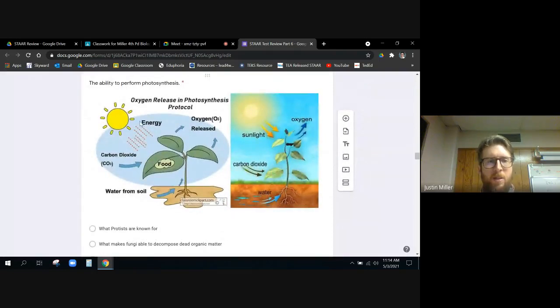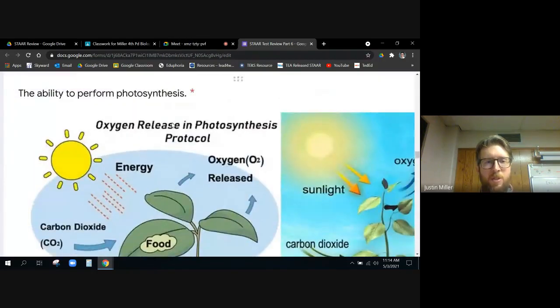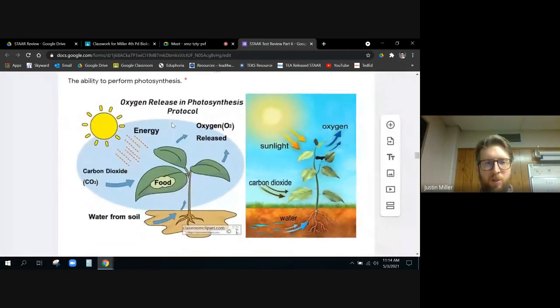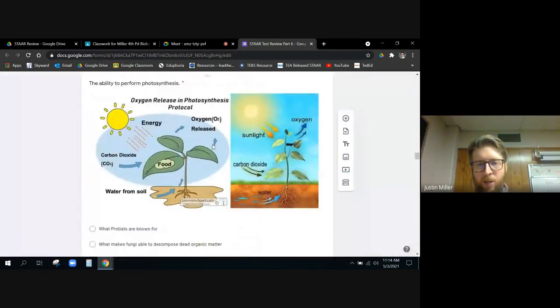Okay. The ability to perform photosynthesis. So here's photosynthesis, right? Plants use sun energy, CO2 from the air, and water from the soil. They combine it all to make food. And what do they make as a waste product that they release? You don't hold on to waste. Remember, you release waste. That's why it's called waste. So what is the plant's version of waste? I'm circling it. Oxygen, okay? All right.